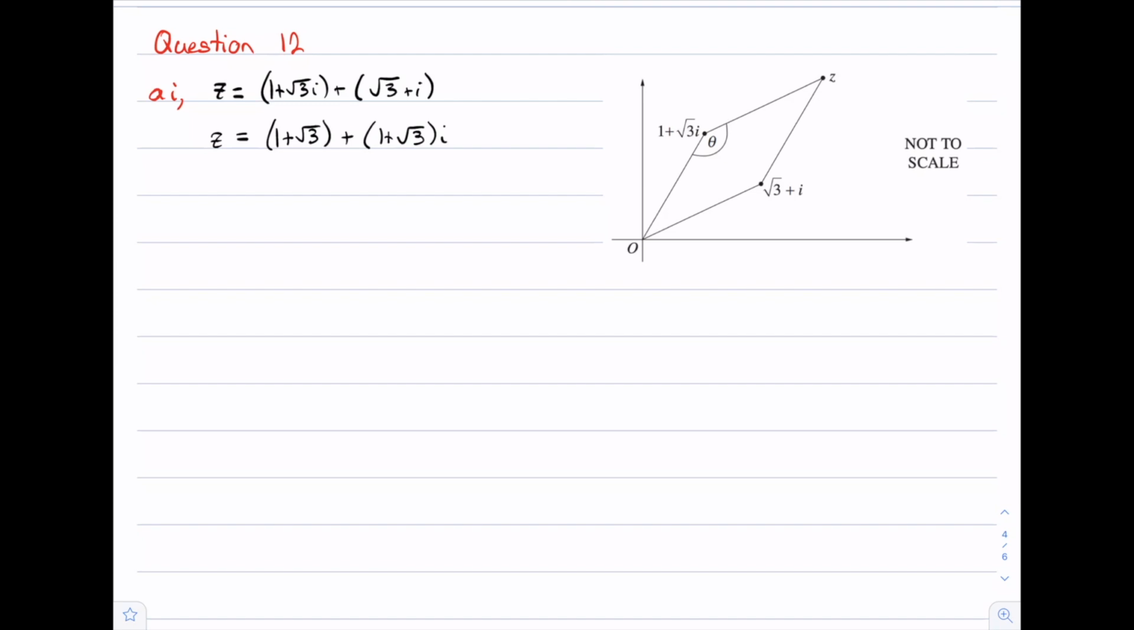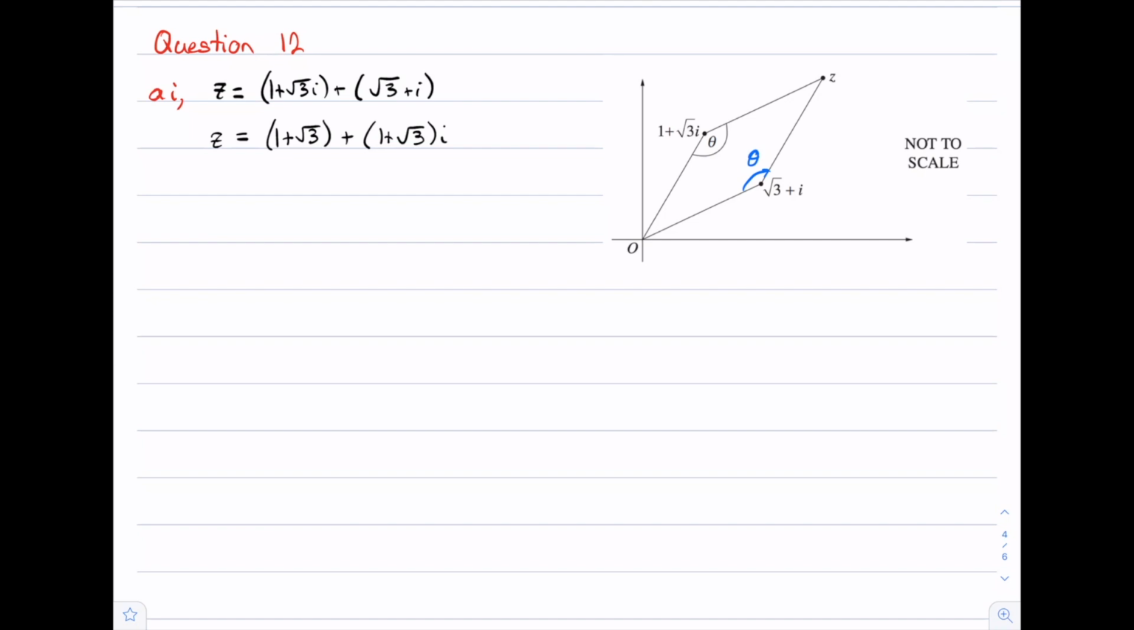Now we know that this is a rhombus, and there's a few things we know about rhombuses. Firstly, we know that opposite sides are equal and parallel. So these two pairs of sides are equal and parallel. We also know that opposite angles in a rhombus are equal. So that means that this angle here is equal to this angle there. And this angle theta is also equal to this one. So if we wanted to, we can label this angle in here as theta. So we're going to use these geometrical properties of a rhombus to our advantage here.